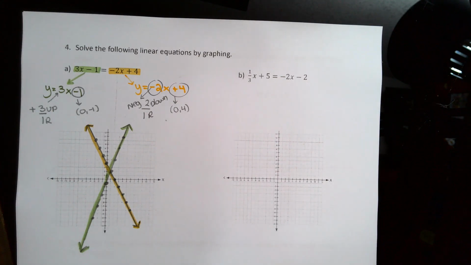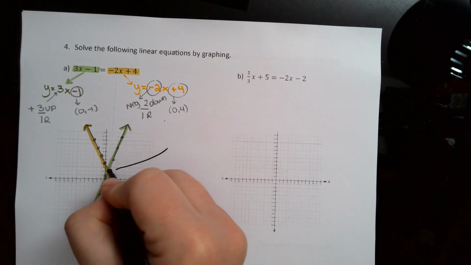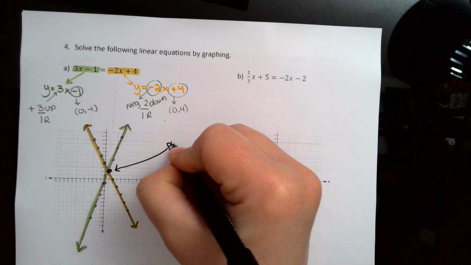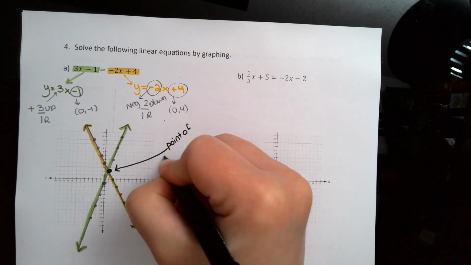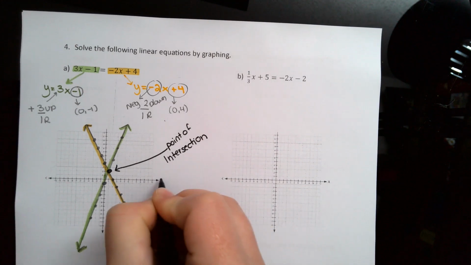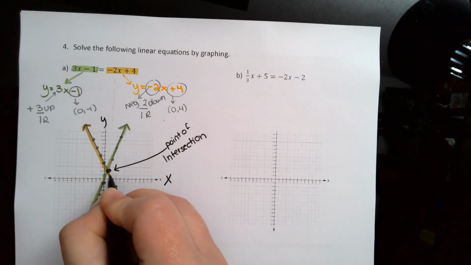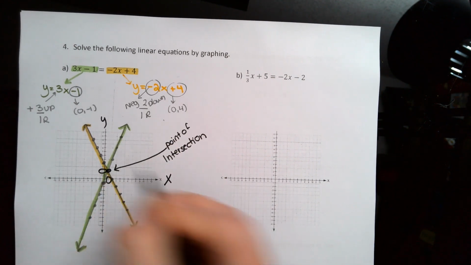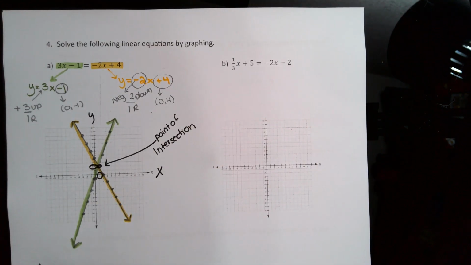Again, what's the point of solving equations like this? Well, it's to find that point of intersection, that x and that y value. This is what we're looking for. Find your x value first, then your y. Your x is here, your y is here. So that means our answer for A, here's our answer box, is going to be 1, 2.